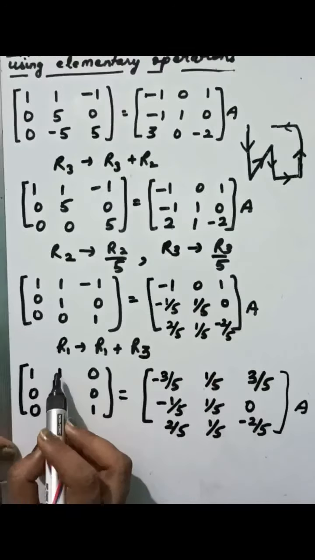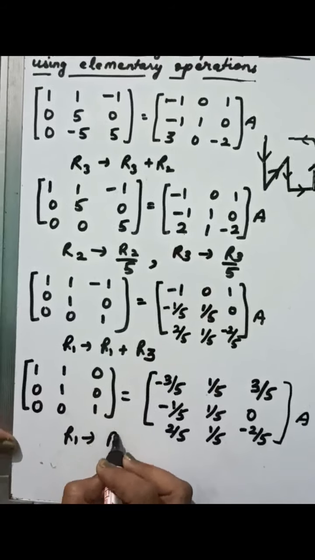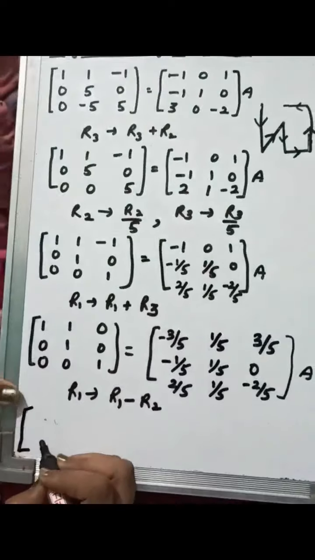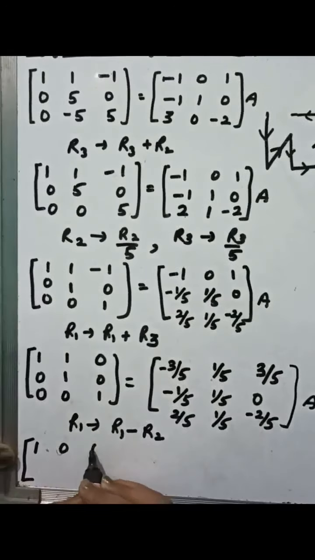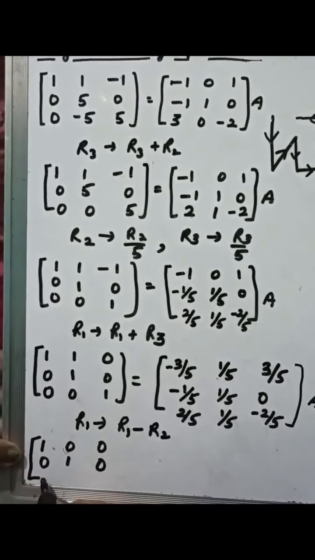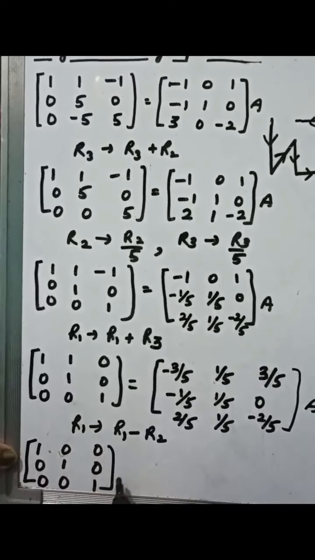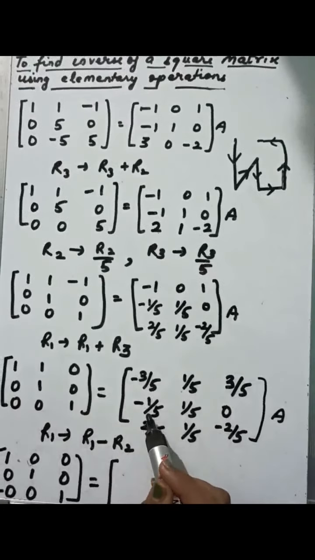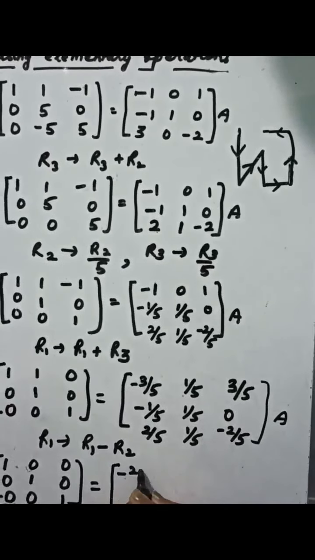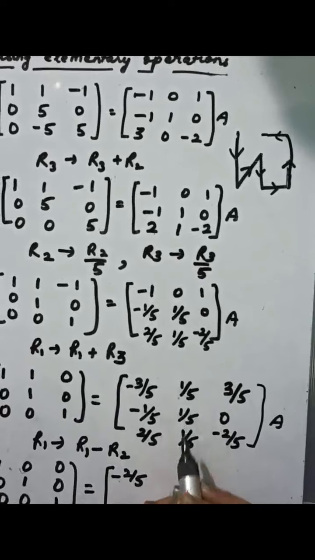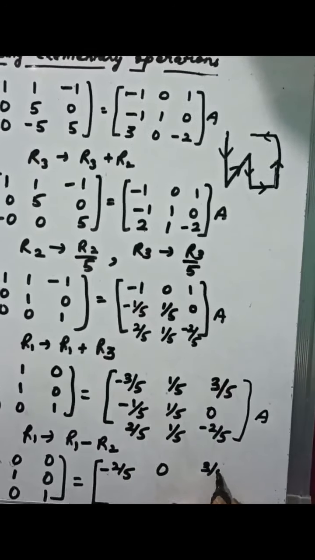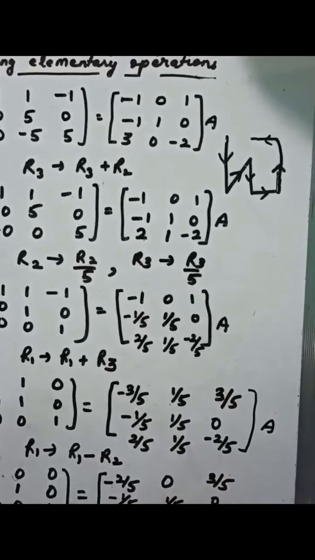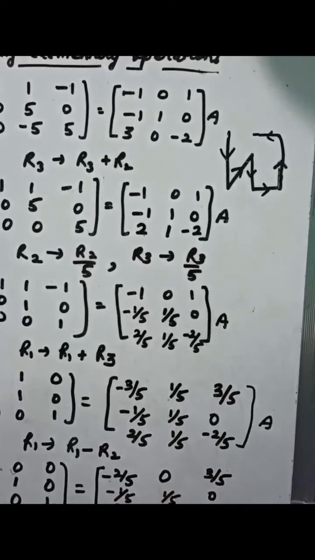Last we want to make this entry 0. So apply in R1, R1 minus R2. So 1, 0, 0, 0, 1, 0, 0, 0, 1 equal to minus 3 by 5 plus 1 by 5, minus 2 by 5. This minus this, 0. This is 3 by 5. Second row as it is. Third row as it is.